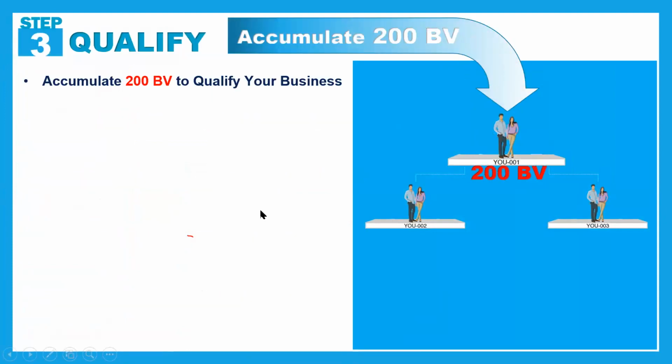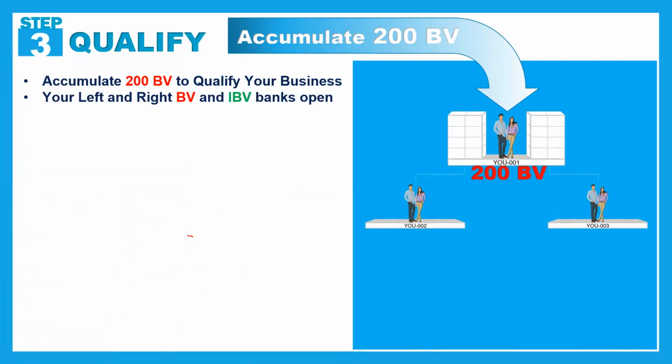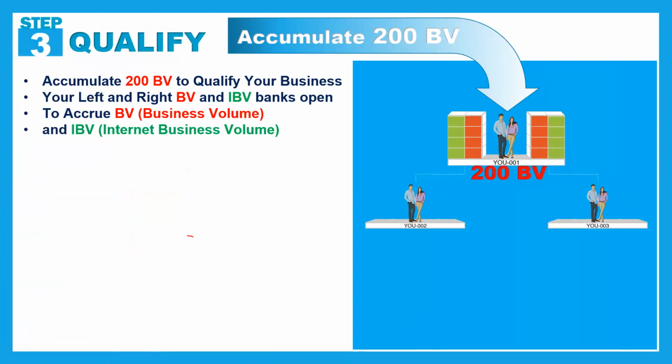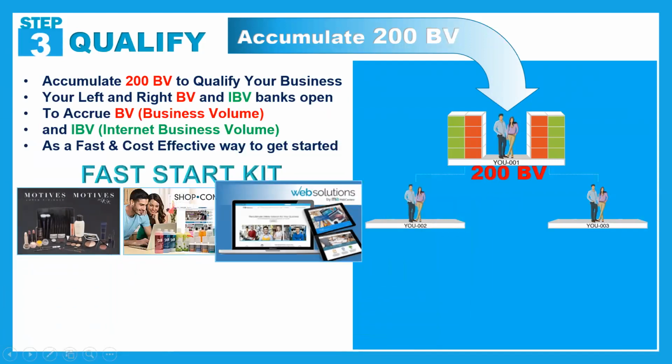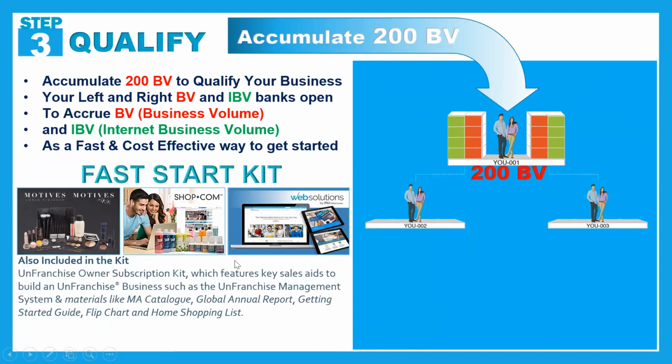And then you can qualify by accumulating 200 BV. Your business will then start to accrue and accumulate business volume, and your BV and IBV banks will open. That way, you'll be able to start earning commission once you activate, which will be step 4 we'll talk about. But when you want to qualify, some people might want to just accumulate 200 BV to start up. We also have what we call the Fast Start Kit, which is highly recommended because it gives you 300 BV and more than $600-700 worth of products.